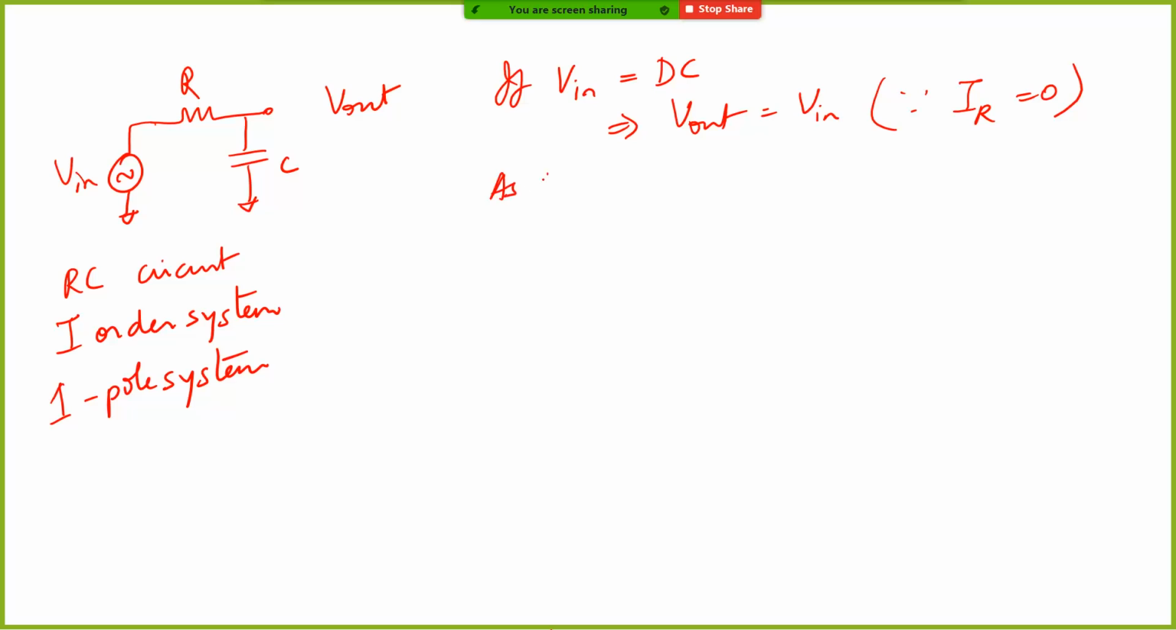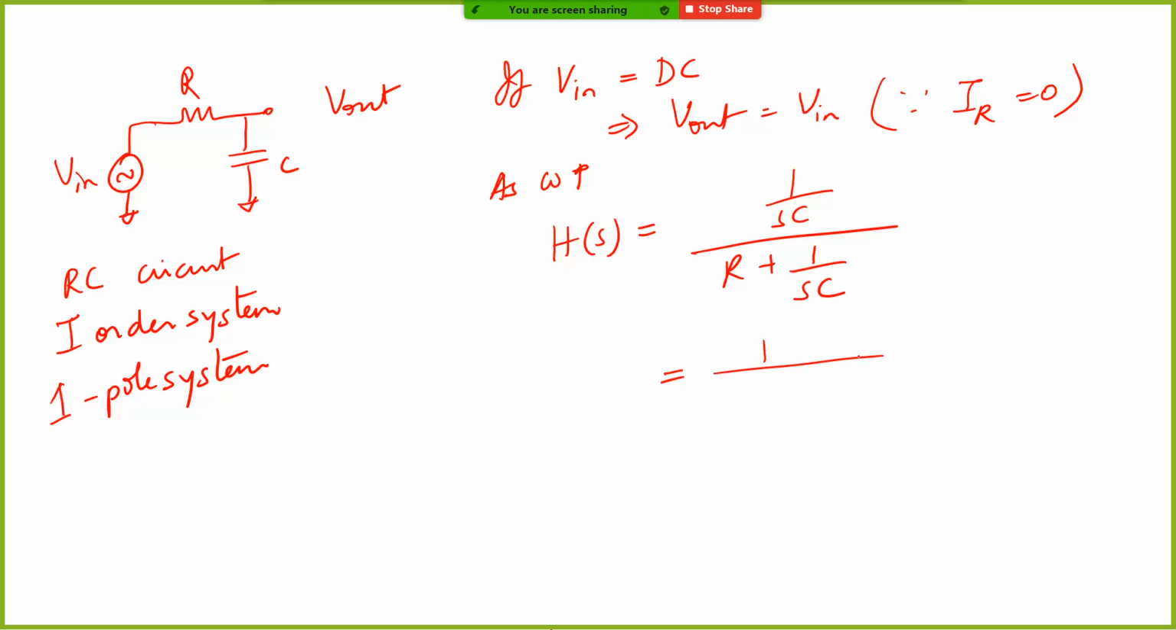Okay. As omega increases, what happens? Basically, the transfer function H of S can be written as 1 by SC divided by R plus 1 by SC, correct? This is nothing but voltage division across two impedances. So if you simplify this, you will have SRC plus 1. Or in other words, you can just say 1 by (1 plus S RC). Now this is a single pole system, right?